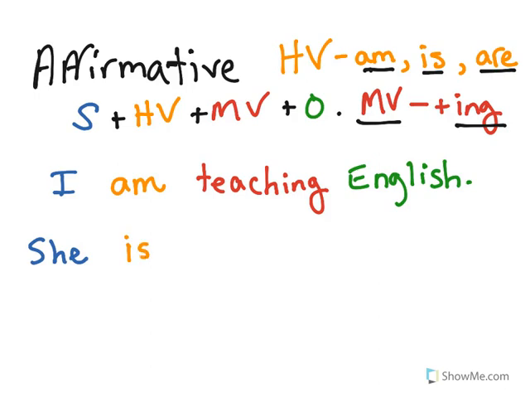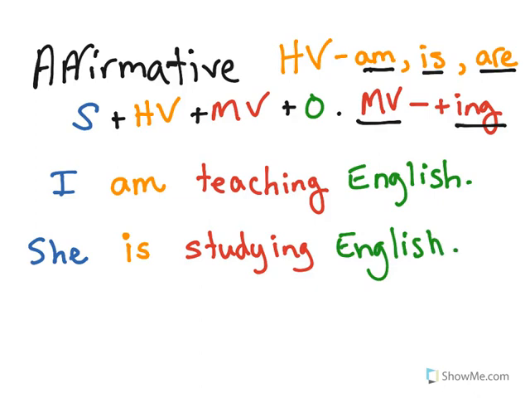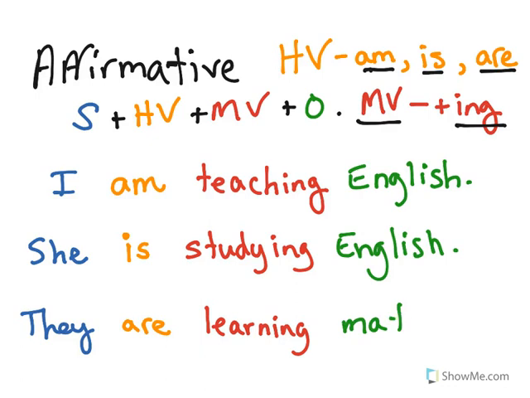Okay, I might say something like she. This time my helping verb is going to be is for she. Just like before, he, she, it, and singular nouns use is. And then my main verb, I might say something like she is studying English. Okay. And then let's do one more with they. If I use they, I'm going to use the helping verb are. They are learning math. We're all learning English, but they're learning math. Okay? So it goes subject, helping verb, main verb, object.